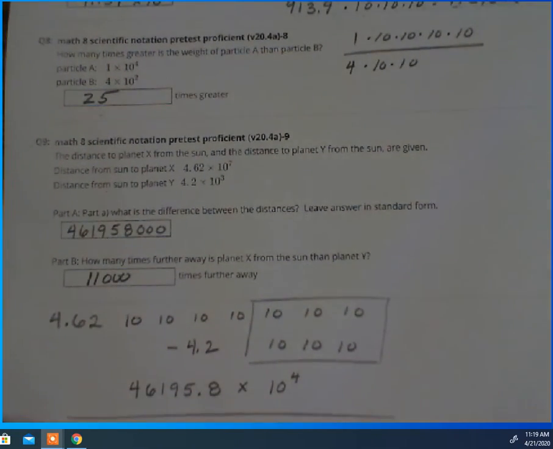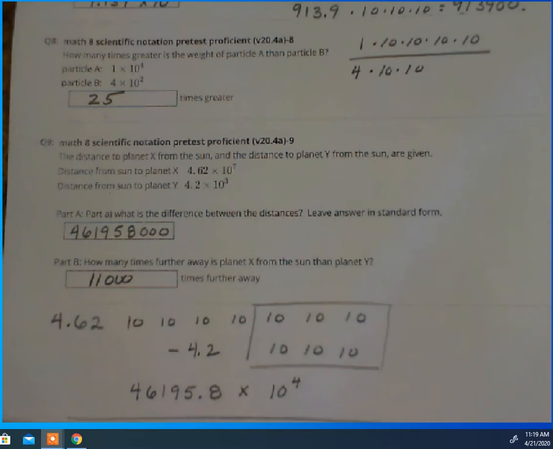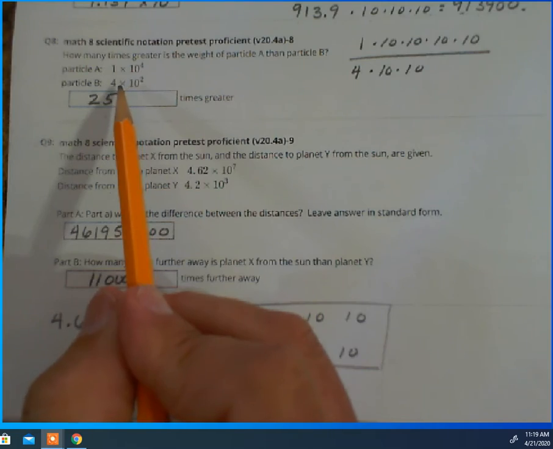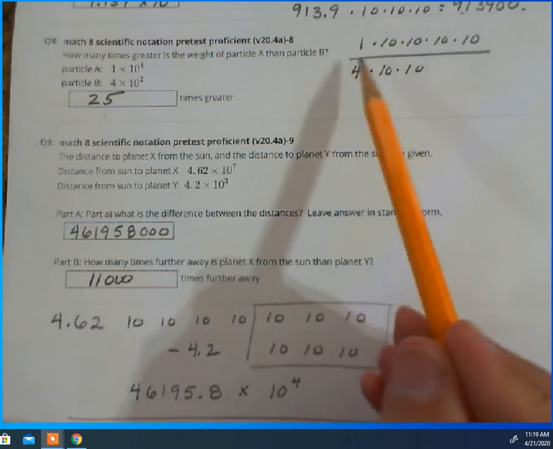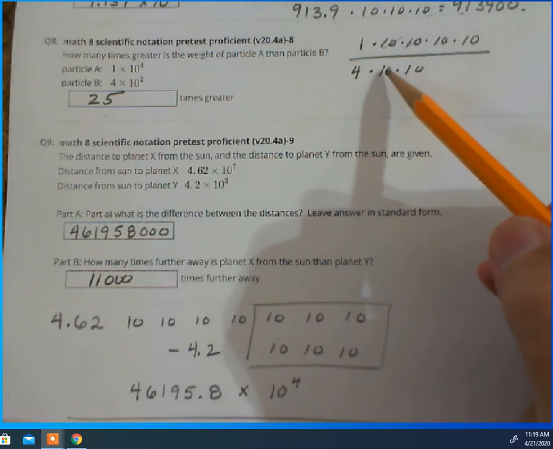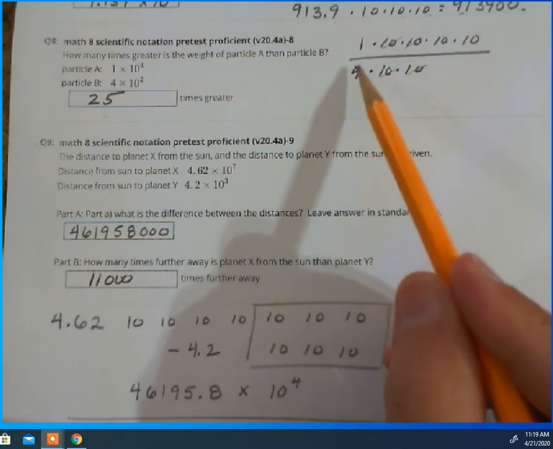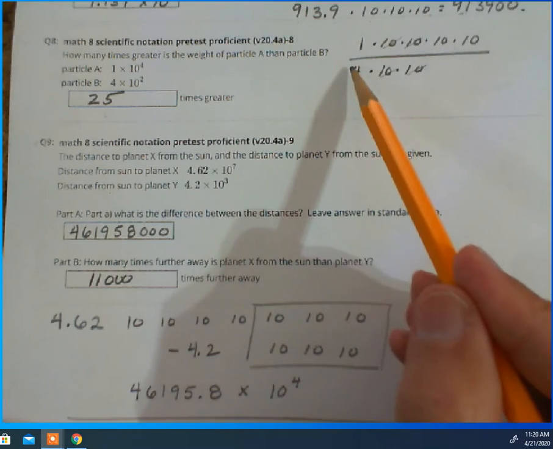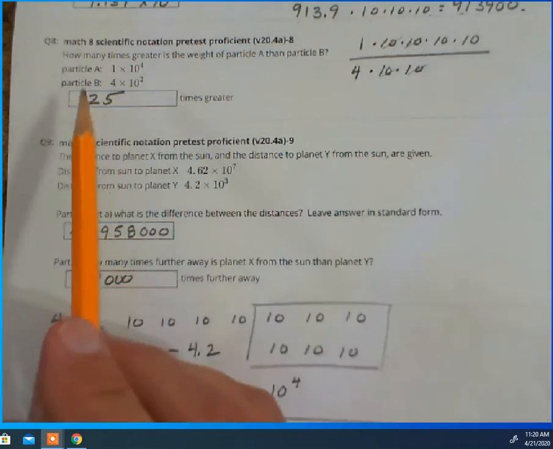How many times greater? This is number 8. How many times greater is particle A than B? So I do big over small. So here's big over small. Notice that these are going to cancel out. So I do 1/4 times 10 times 10, or 0.25 times 10 times 10, which is 25.